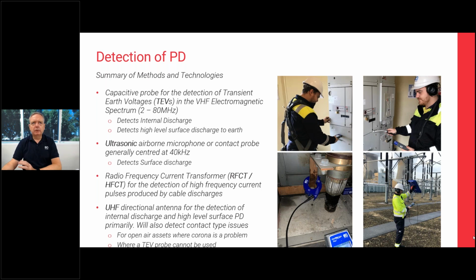Luckily, we can detect all of the different types, and the way that we detect them is using a series of sensors that are operating at different frequency ranges. So we use a capacitive sensor, which is the top left picture. A transient earth voltage sensor works in the HF to VHF range, 2 to 80 megahertz. That is specifically designed for detecting internal discharge or any high level of surface discharge which is going towards earth.